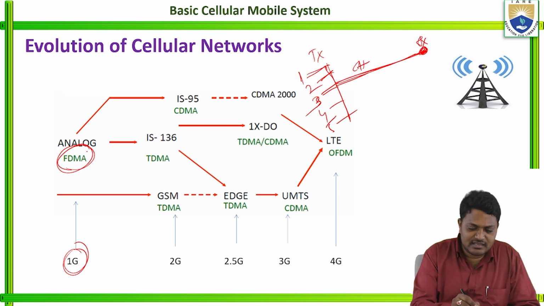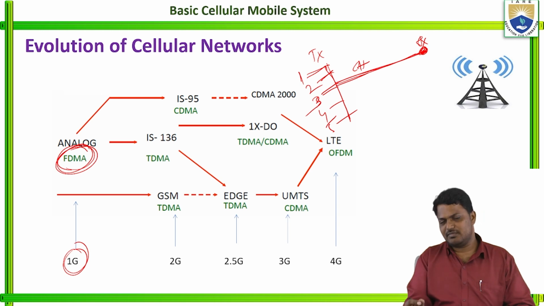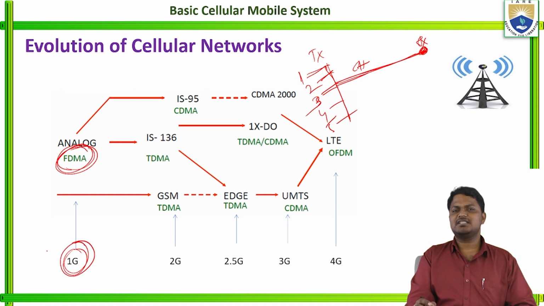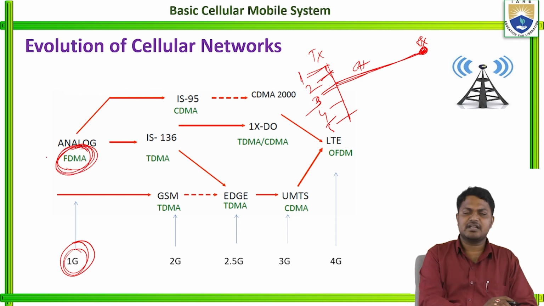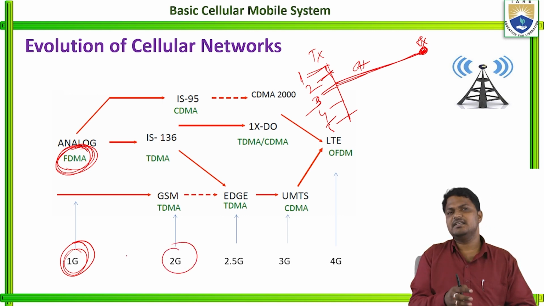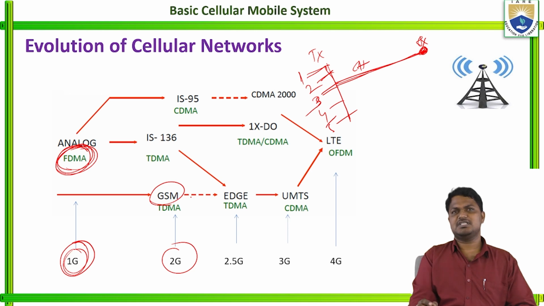Then what we are doing here is applying multiplexing techniques: frequency division, time division, code division, and orthogonal frequency division multiple access. So these are the different multiple access techniques. The first generation of mobile or wireless communication was established on analog technology, that is frequency division multiple access. Then in the second generation TDMA, time division multiple access, was introduced, which is the GSM technology, the Global System for Mobile communication.